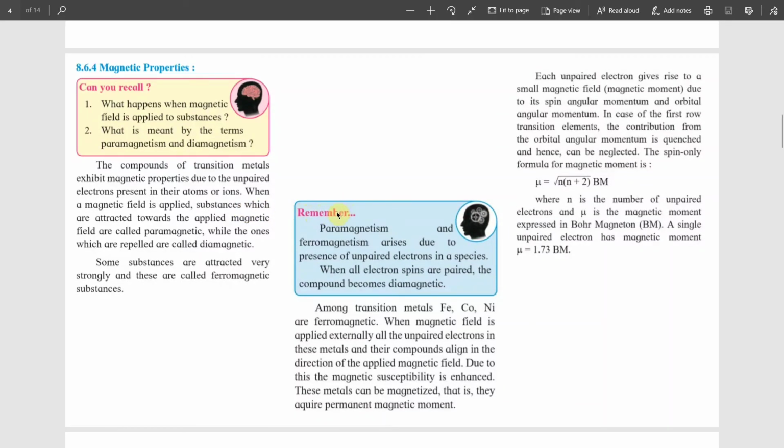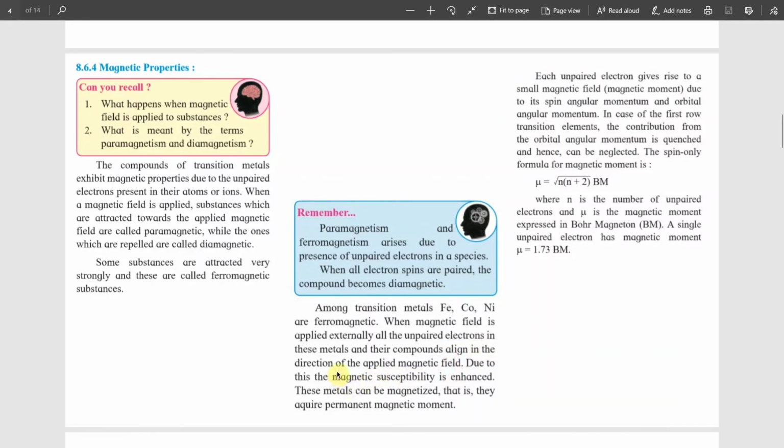What are paramagnetic substances? Due to their unpaired electrons they show magnetic property. When all electron spins are paired, the compound becomes diamagnetic. Among these transition metals, iron, cobalt and nickel are ferromagnetic.